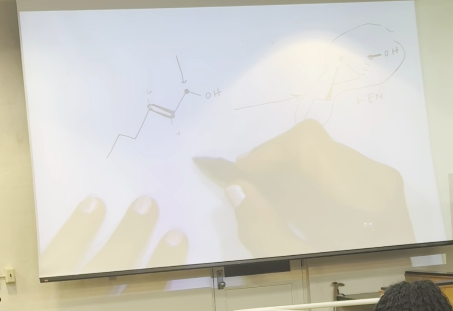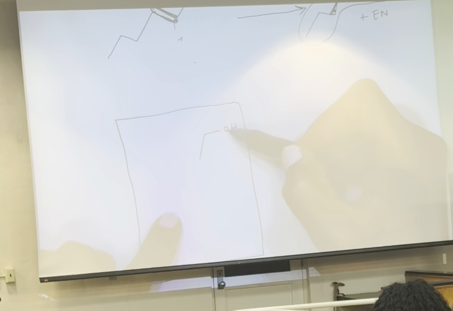Let's see how we're going to do this. So the first thing you're going to do is take your alkene and put your alkene in a box, and you're going to draw it such that the allylic position is in the right-hand corner of the box. Let me actually redraw this really quick. Sorry, I did not like how I drew that.